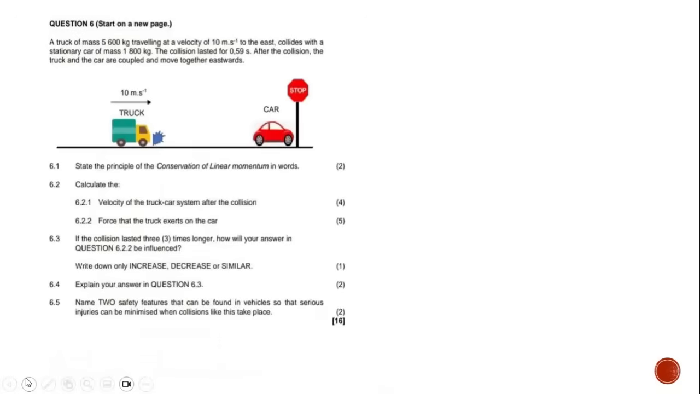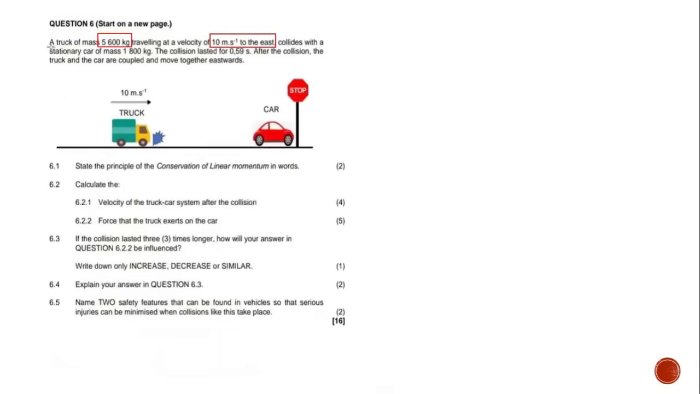Okay, now we have another question. It says, question 6, a truck of mass 5,600 kg. So now we are working with bigger objects. So do not have the fear of big numbers. I don't know what they call that, but whatever that phobia is, do not have it when it comes to dealing with physical sciences or maths.